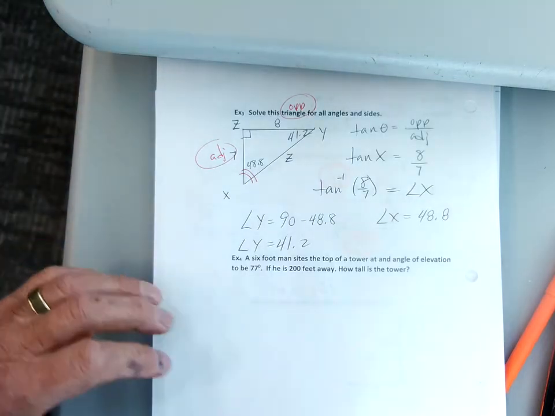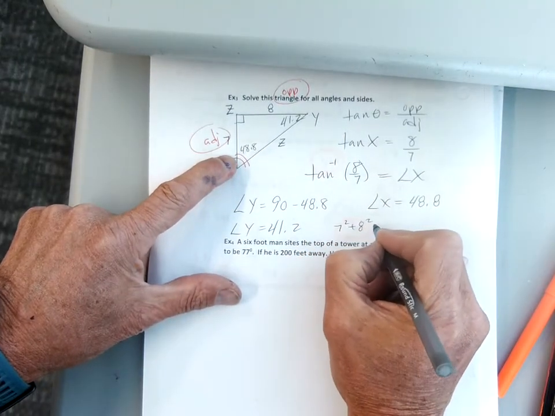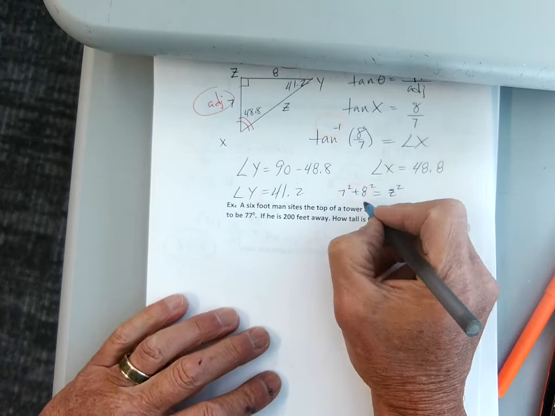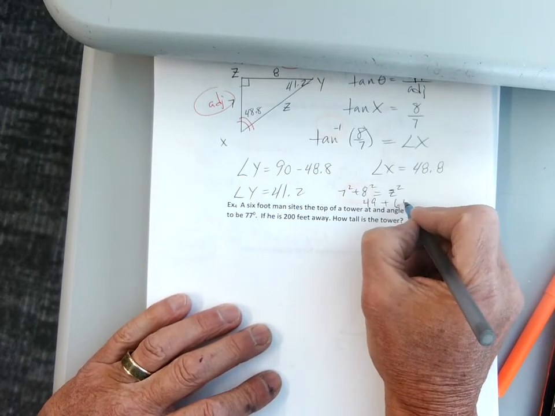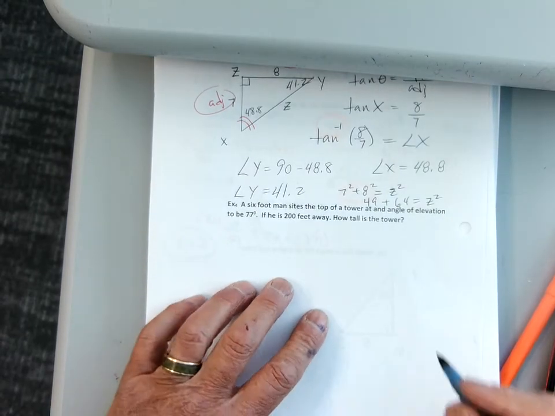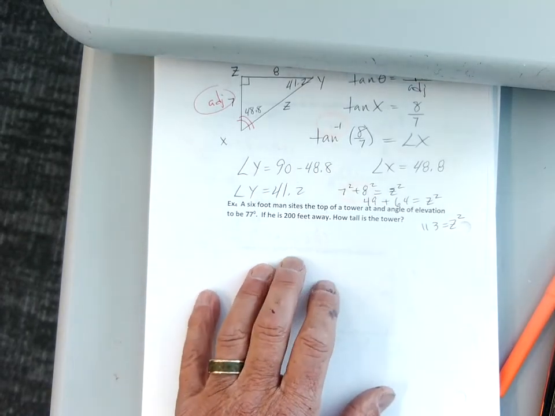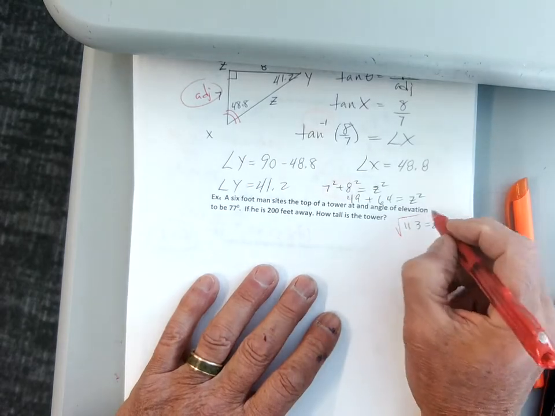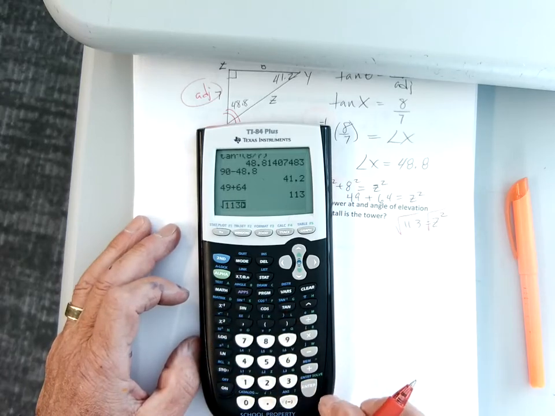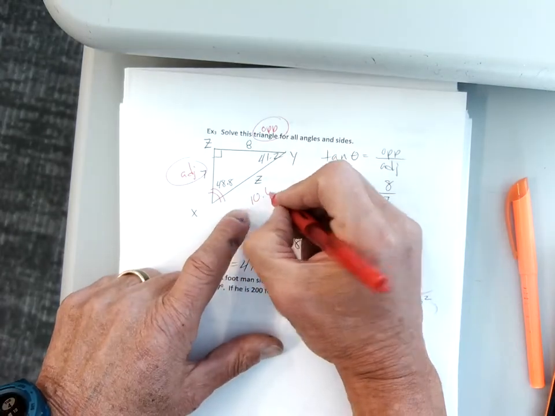So I'm going to go then my 7 squared plus my 8 squared equals z squared, right? 49 plus 64 equals z squared. What's 49 plus 64? I get 113 equals z squared. And Kevin, I think you said you square root it, right? Didn't you say that last time? Square root of 113, and I get an answer of about 10.6. Does that make sense? Could this be 10.6? Yeah.